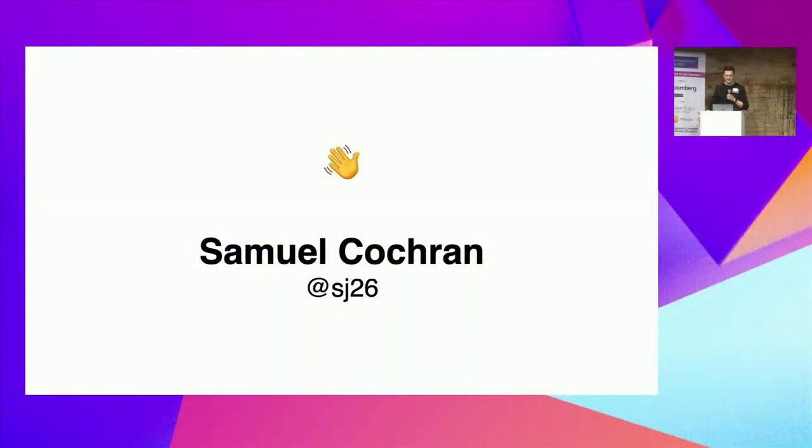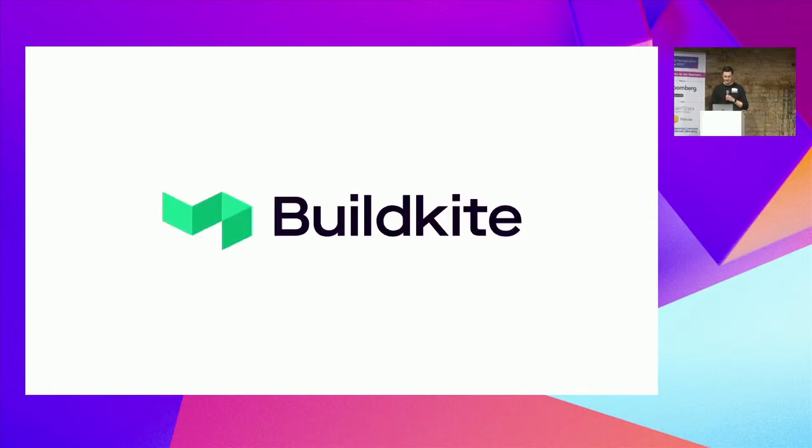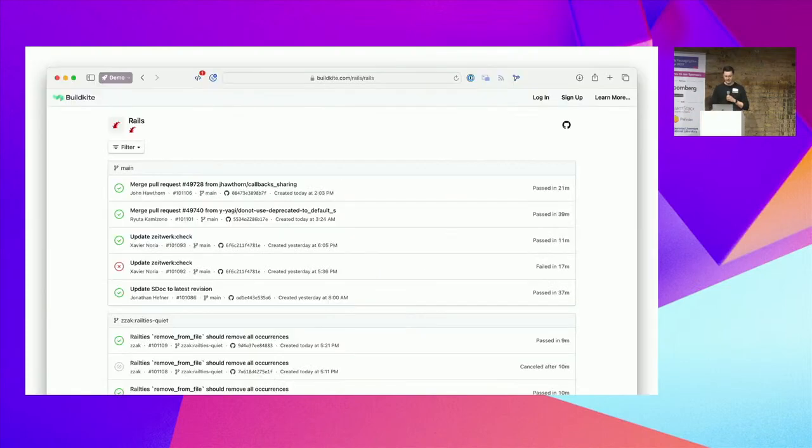Hi, I'm Sam. I'm better known on the internet as SJ26, including on the site formerly known as Twitter, a few Mastodon instances, and on GitHub. I'm a founding engineer at BuildKite. We're a DevOps company. We run the CI for Ruby on Rails and Bazel, and a bunch of engineering teams like Shopify, Airbnb, Uber. And I love Ruby on Rails.